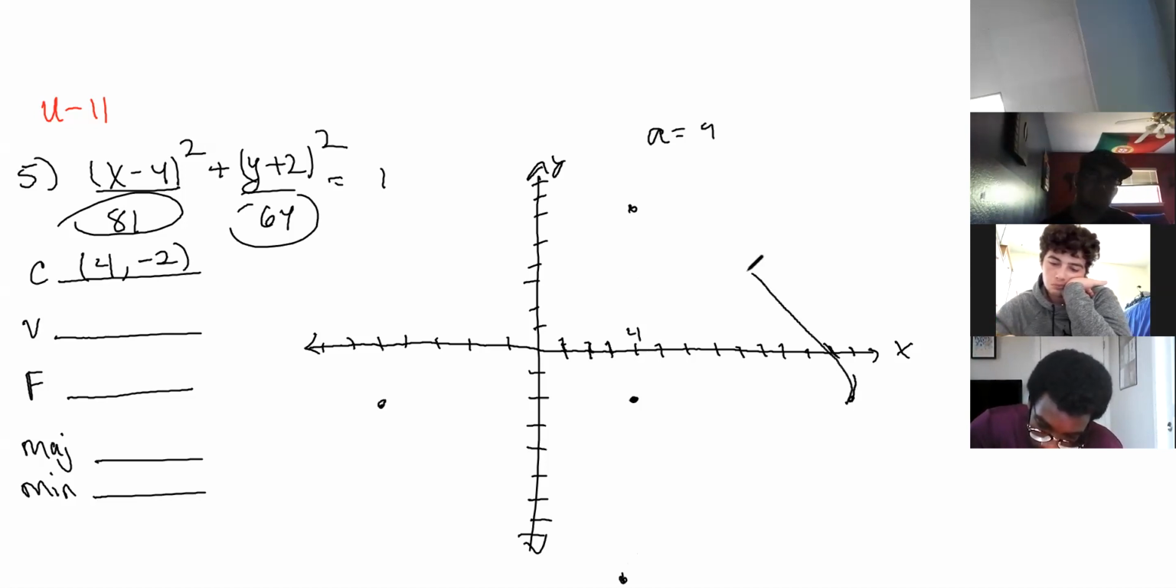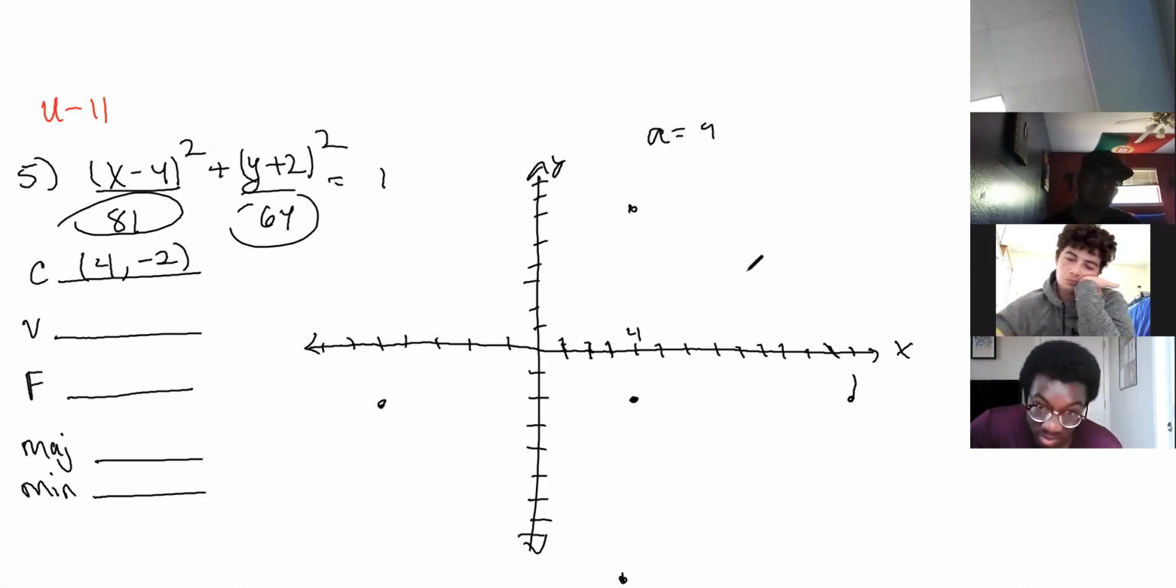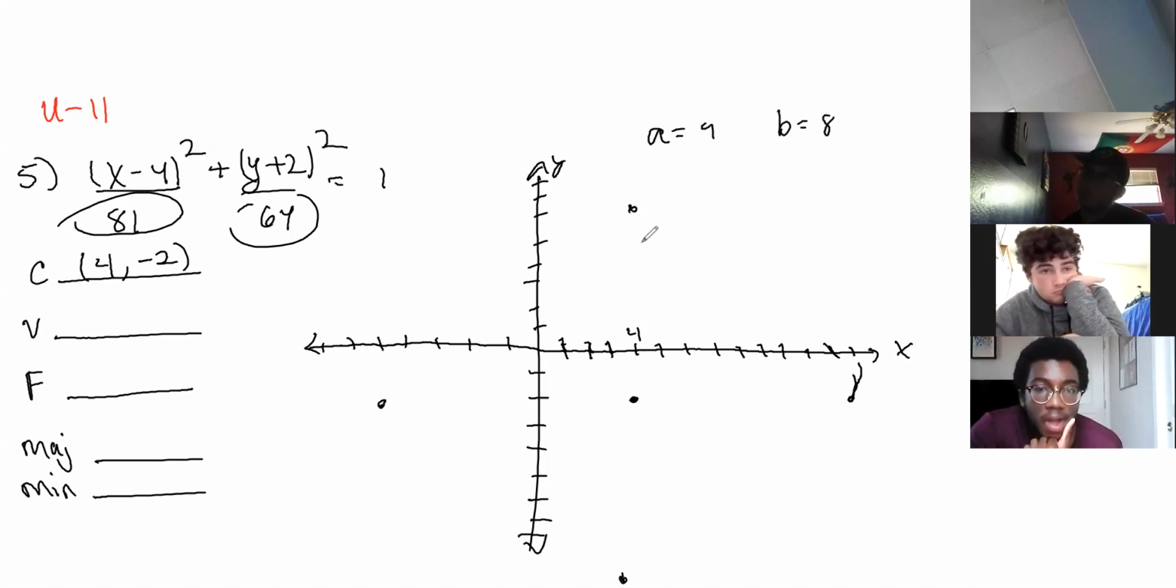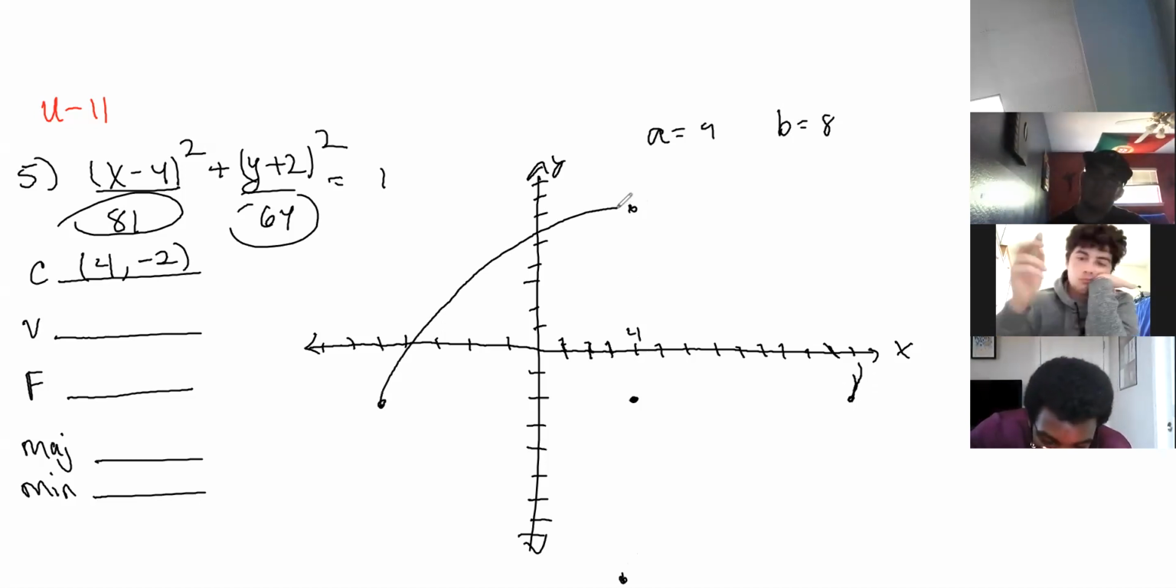It is stretched out more in one way. It has a high eccentricity. Right. And why is that though? Because the A and the B numbers, when they divide by each other, they almost equal 1. Correct. Okay.